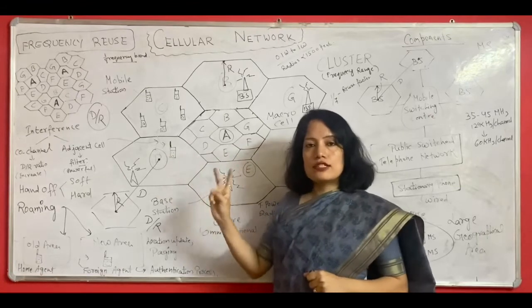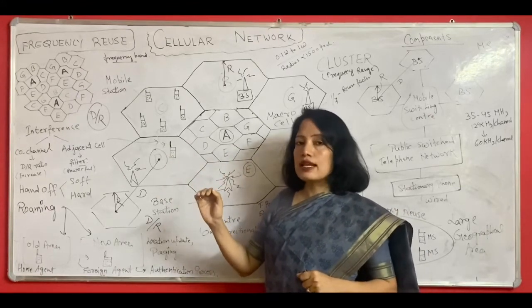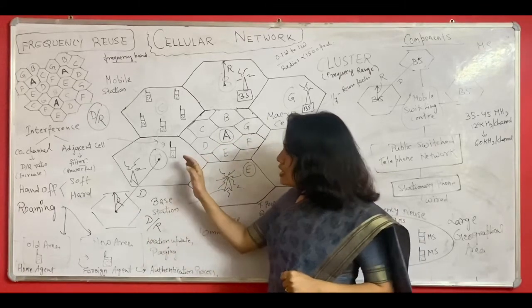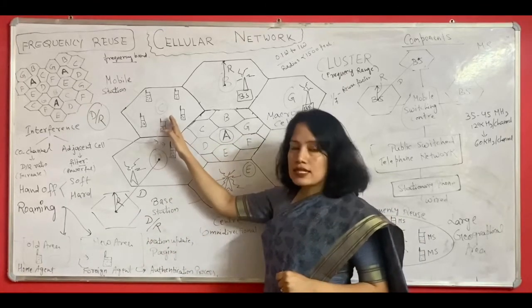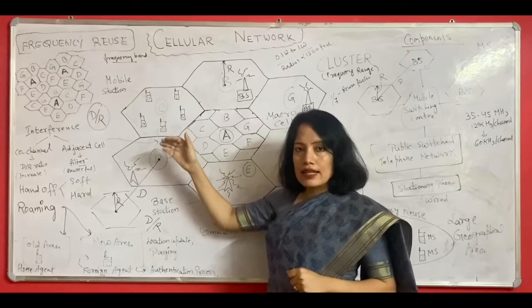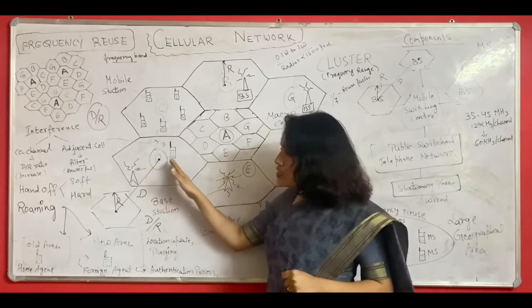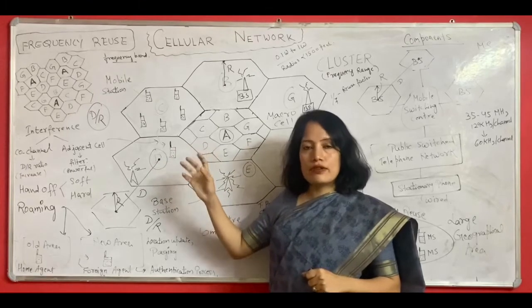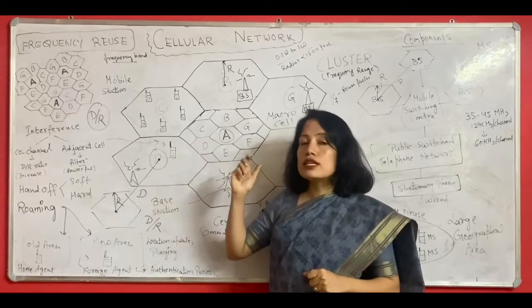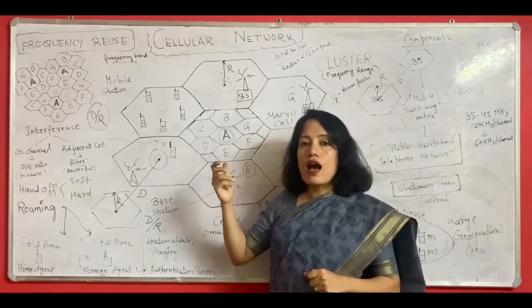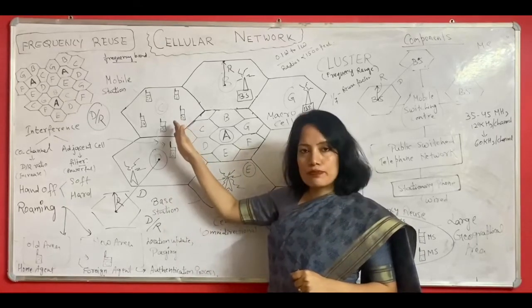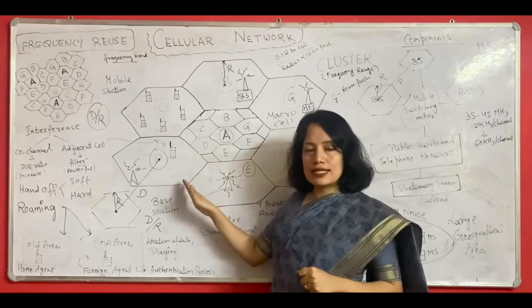Now there are two kinds of handoffs, soft handoff and hard handoff. In hard handoff, the connection from base station C first breaks and then the connection from base station D happens. So there is a discontinuation in service which the user can feel. This is called hard handoff. This happens when first the connection is broken and then the new connection is made.